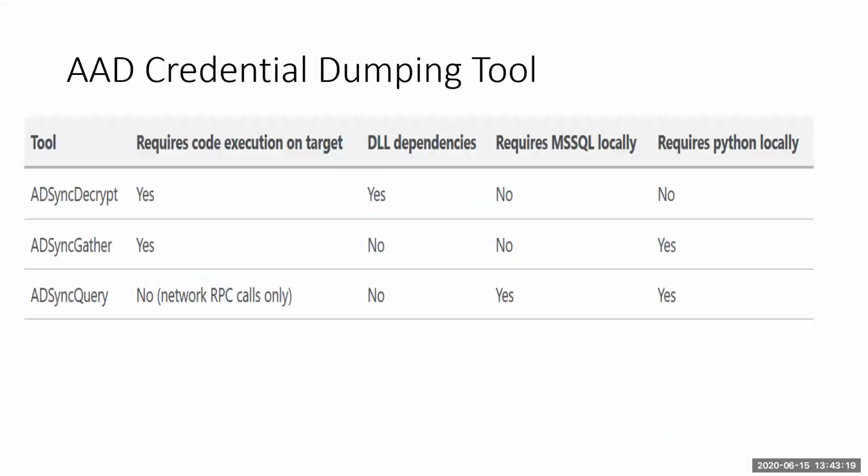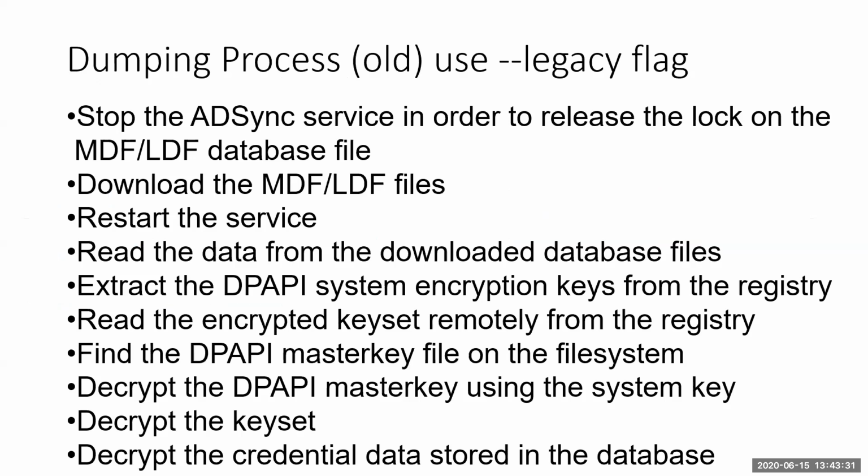So this is a credential dumping tool. You go in there on the system where Azure AD Connect is installed and dump all the credentials that are protected by DPAPI. This is kind of what the dumping process is. It stops the AD sync service, which releases the lock on the MDF and LDF database files, downloads the database files, and restarts the service. So it actually interacts with this database to recover the key.